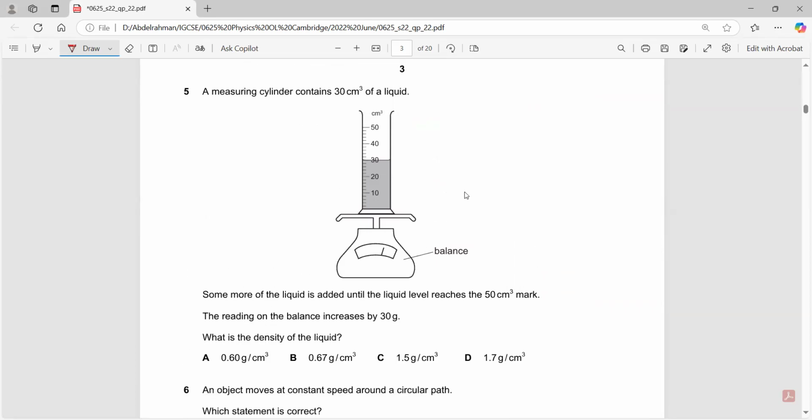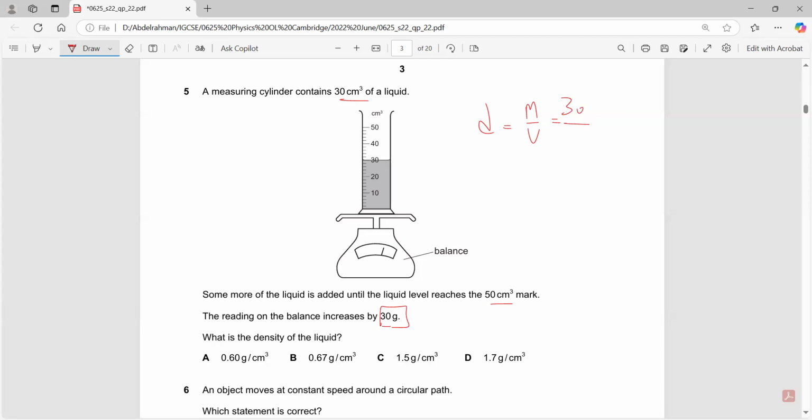Question 5. You have a measuring cylinder with 30 centimeters cubed of a liquid. Some more of this liquid is added until the liquid reaches the 50 centimeter mark. The reading on the balance is increased by 30 grams. Can I find the density? Density equals mass over volume. The mass of the added liquid is 30 grams. You added 30 grams.